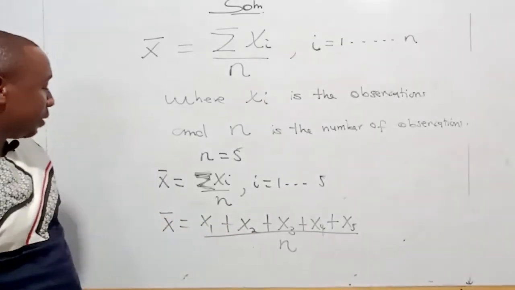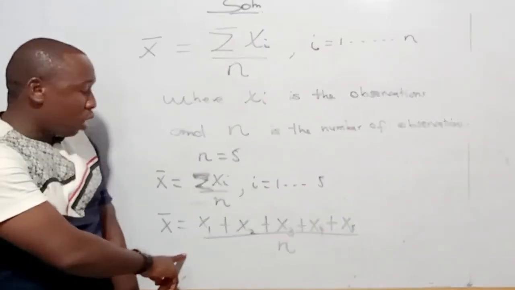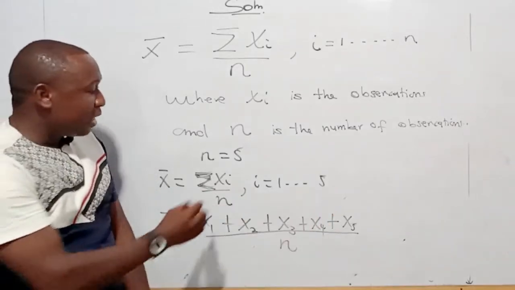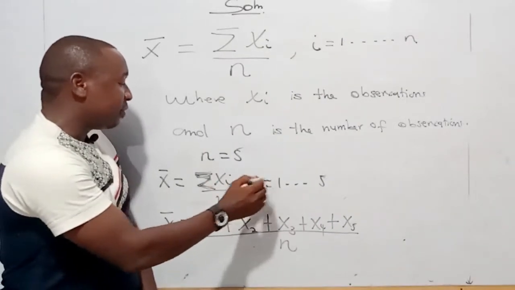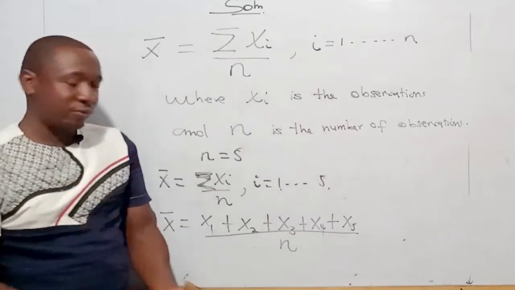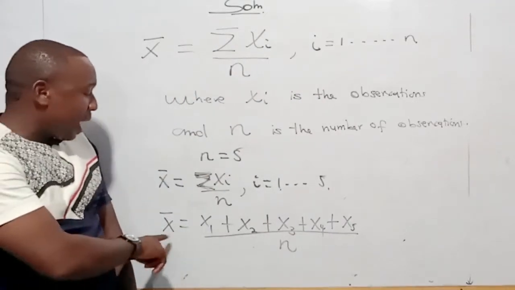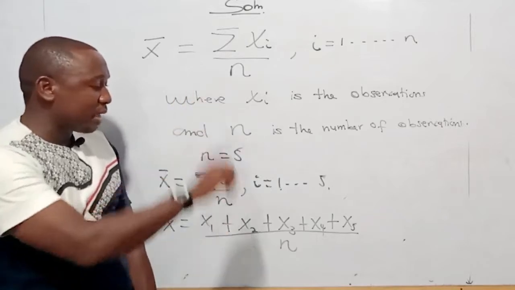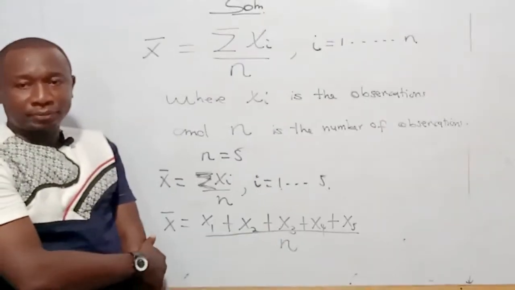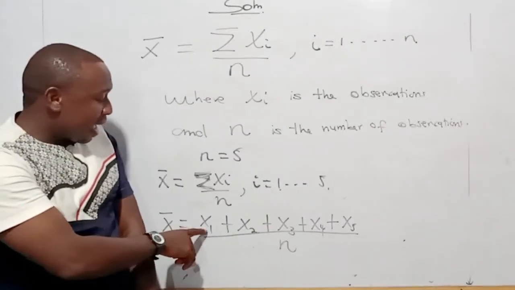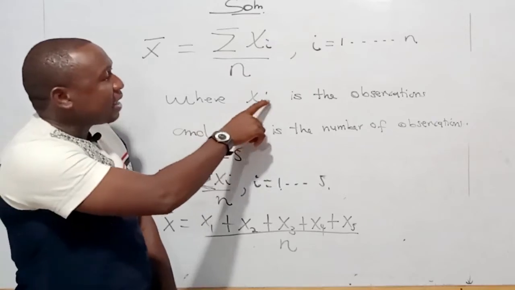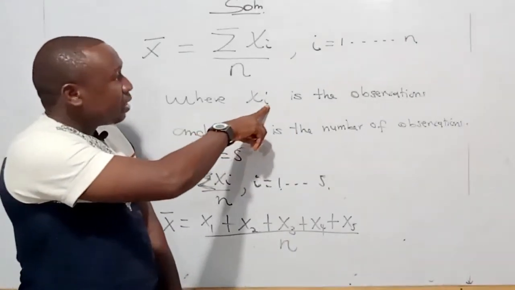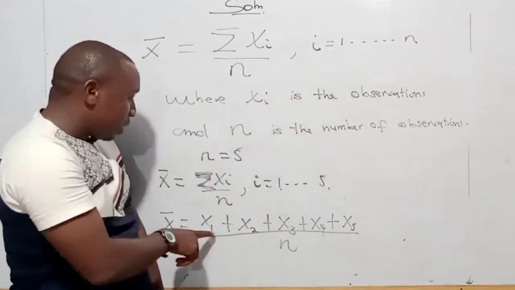All out of n. So x bar will be equal to x1, x2, x3, x4, x5. That is the meaning of i taking values from 1 up to 5. So x bar is equal to x1 plus x2 plus x3 plus x4 plus x5, all out of n. Like I said, the xi is the observations. So in place of i, when you put 1, that will give you x1.